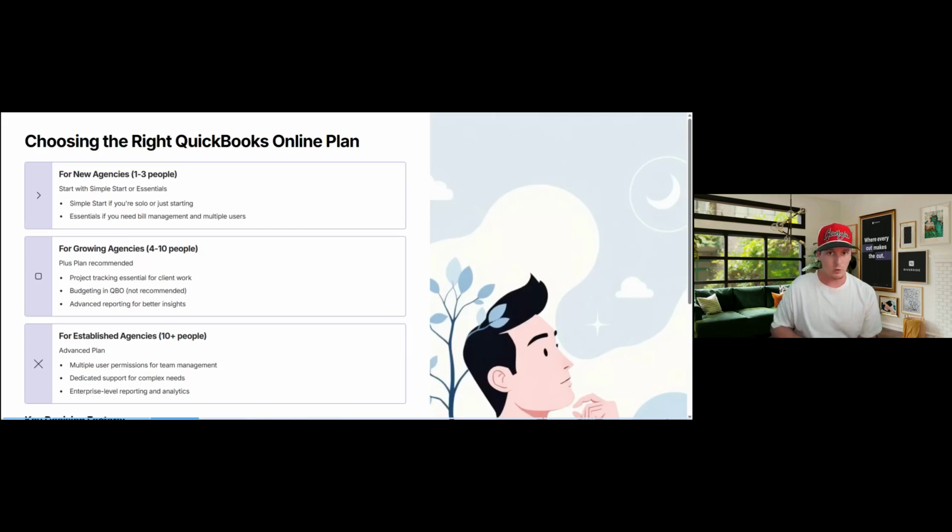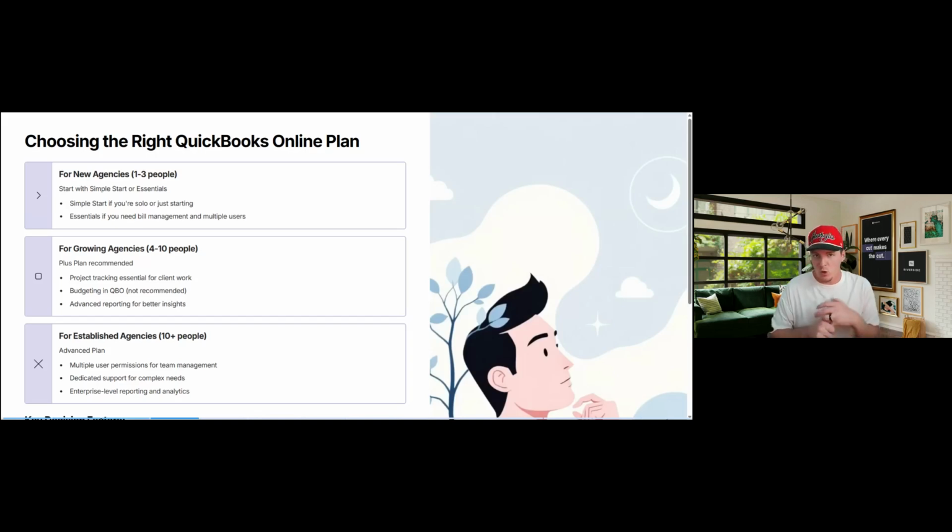For those that are growing, maybe you already have an agency with a couple of people, maybe multiple owners and an in-house bookkeeper. For growing agencies of 4 to 10 people, I think the Plus plan makes the most sense. You're starting to gain access to those project tracking essentials, and you start to get some budgeting. I will say QBO does have a budgeting feature, but if you're just wanting budgeting, I maybe wouldn't go with the Plus plan. I would consider a budgeting tool outside of QBO, and then when you grow into this plan, you can take advantage of some of those features. You also start to get advanced reporting, so you get better insights and multi-dimensional reporting.